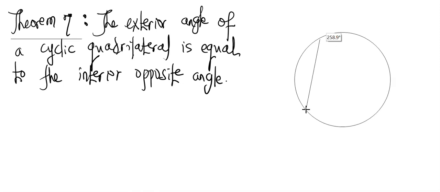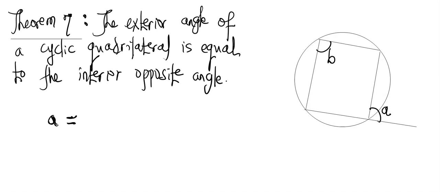So let's have a typical cyclic quadrilateral, so that we have one of the angles fall outside, and that will serve as the exterior angle. Let's call it A, and let's call this B. So the exterior angle is A. It will be equal to the interior angle opposite it. So A equals B. That's theorem 7. Moving on, theorem 8.